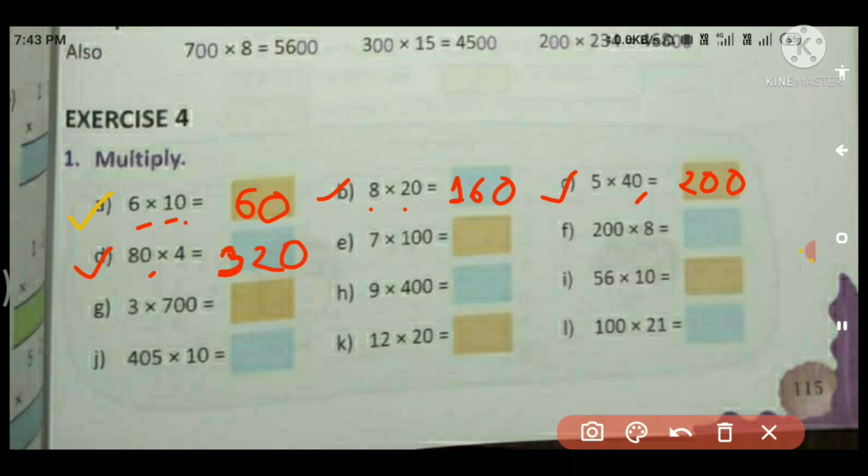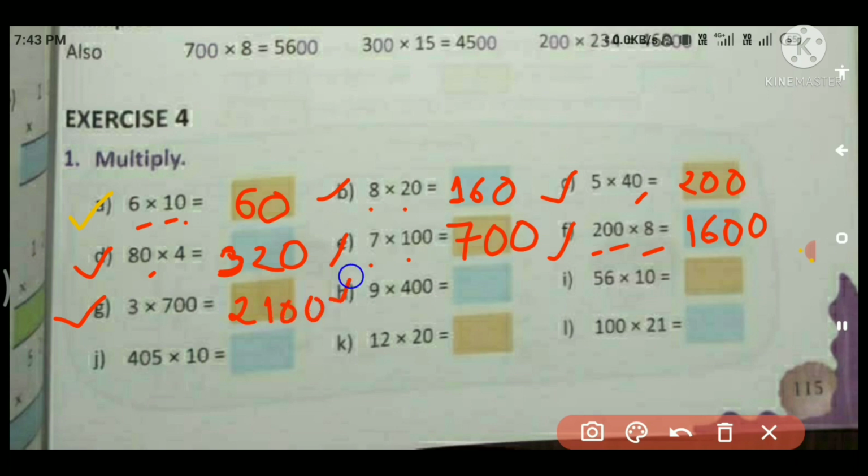Now see E part. 7 and 1 are there. So 7 1s are 7. And now we'll add these two zeros. Now see F part. 2 and 8. 2 8s are 16. And we'll put these two zeros here. Now see G part. 3 7s are 21. Now we'll put these two zeros here. Now see H part, 9 4s are 36, and now these two zeros we'll put here.